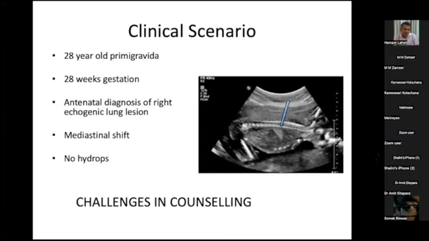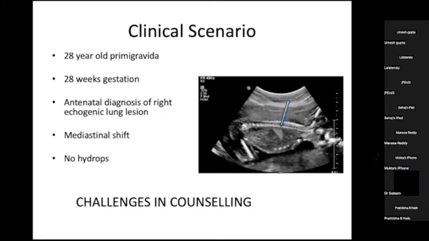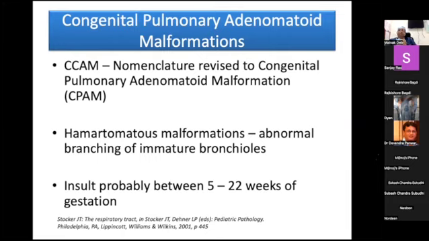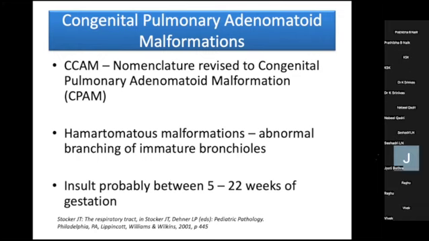So let's quickly recap what happens in these lesions before we come back to this scenario. And then I will ask people whether or not they think that they would be able to effectively counsel these parents. Let's start with one of the most common antenatally diagnosed lung lesions, and that is a CCAM or a CPAM. The name congenital pulmonary airway malformation has been espoused as a replacement for congenital cystic adenomatoid malformation recently. These are hamartomatous malformations, probably formed because of abnormal branching of immature bronchioles in the pseudoglandular phase, somewhere between 7 to 27 weeks of gestation.